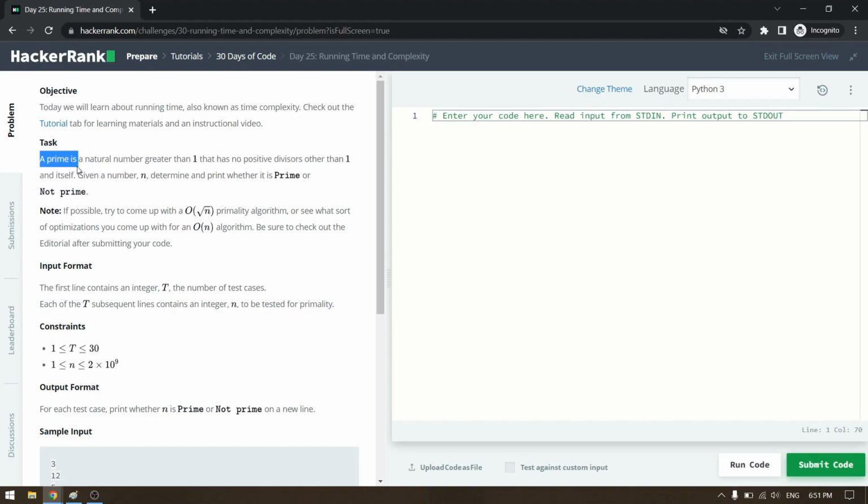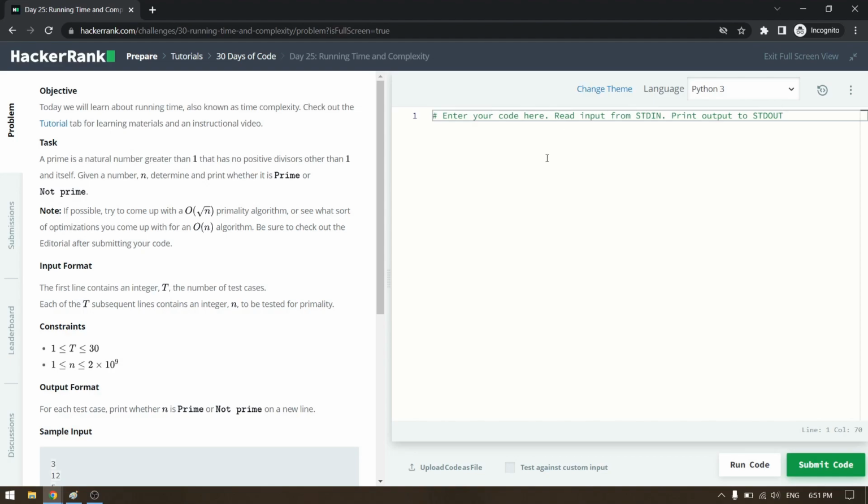This is the definition of a prime number. A prime number has no positive divisors other than one and itself. Okay, we know that. And we have t test cases, and in each test case we are given n, and we are going to check the primality, whether the number is prime or not prime.